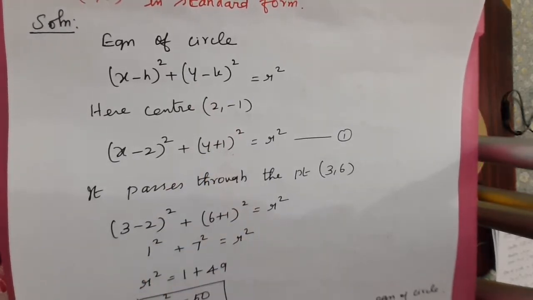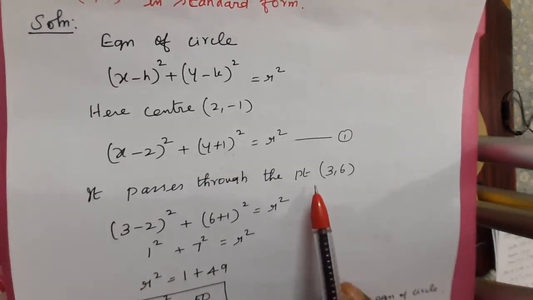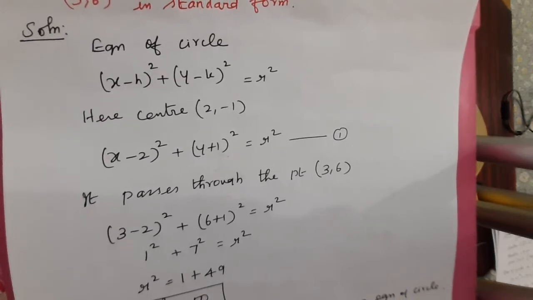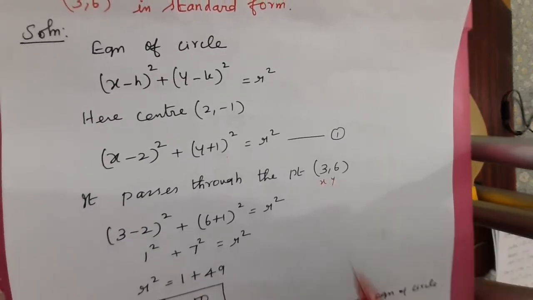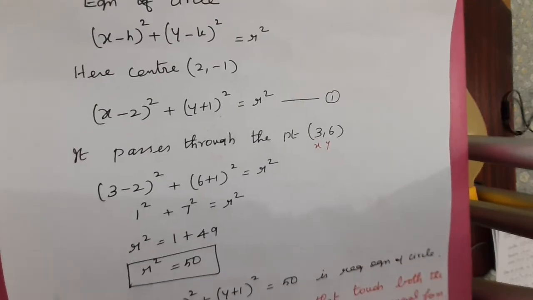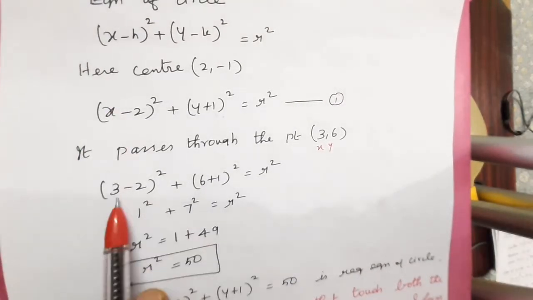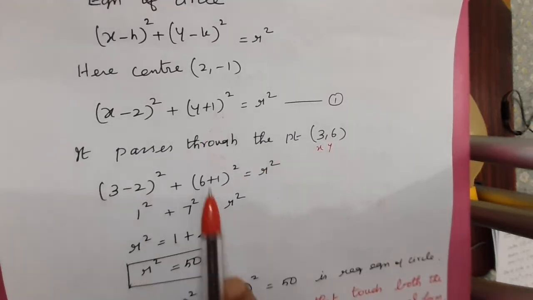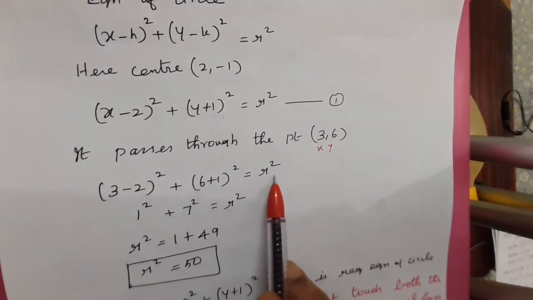(x − 2)² + (y + 1)² = r². The circle passes through the point (3, 6). So instead of x, y, you substitute 3 and 6. Instead of x you substitute 3: (3 − 2)² + (6 + 1)² = r².